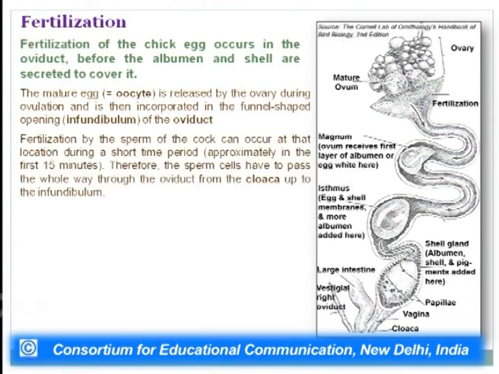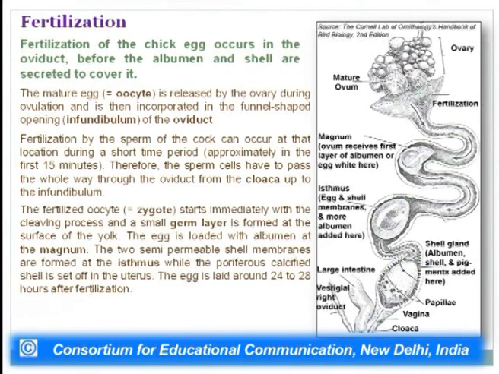Fertilization by the sperm of the cock can occur at this location during a short time period, approximately the first 15 minutes. Therefore, the sperm cells have to pass the whole way through the oviduct from the cloaca up to the infundibulum for fertilization to happen. The fertilized oocyte starts immediately with the cleaving process and a small germ layer is formed. We will follow this process.